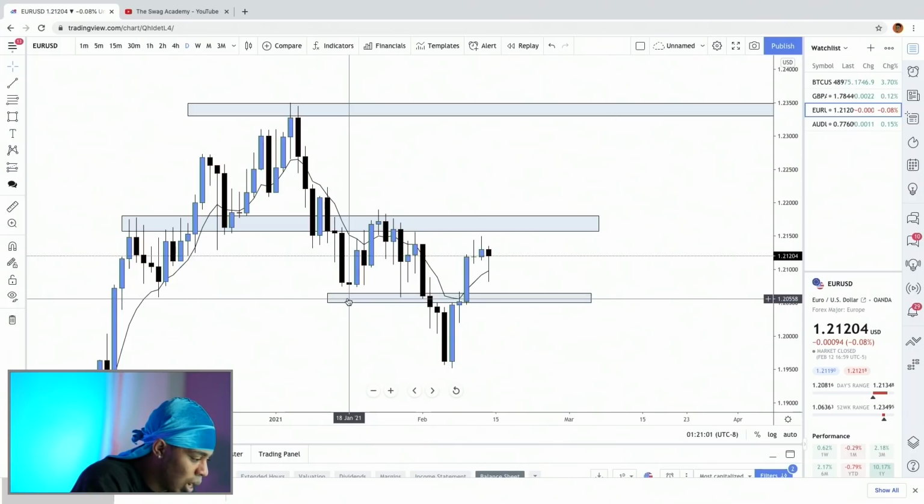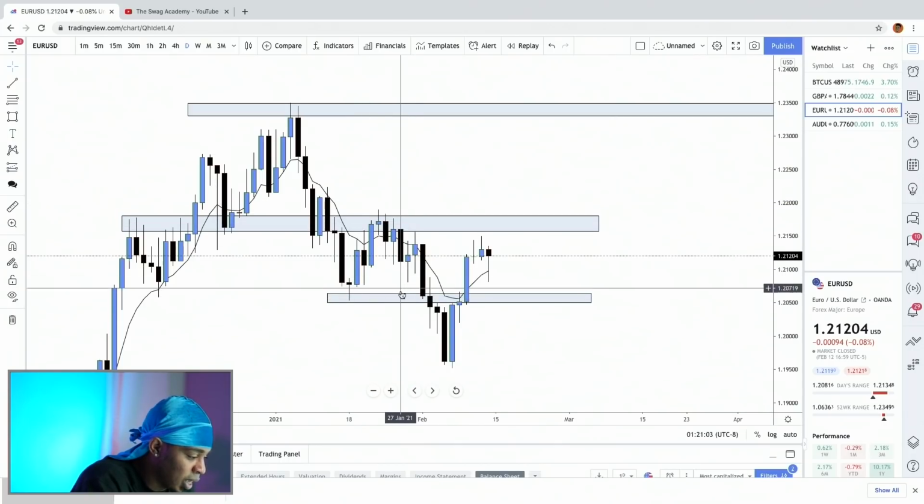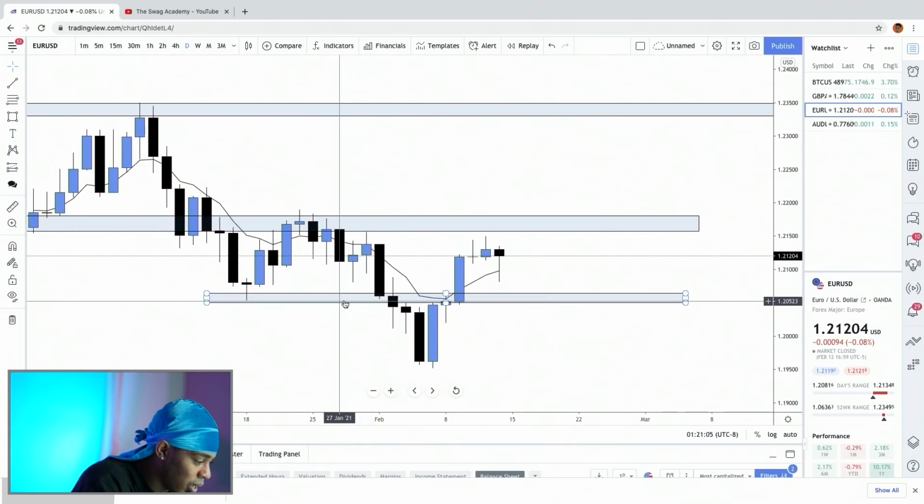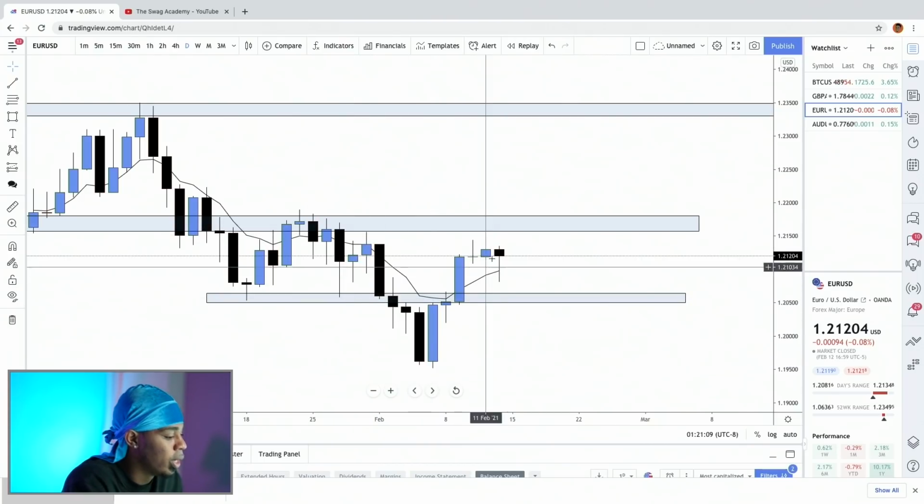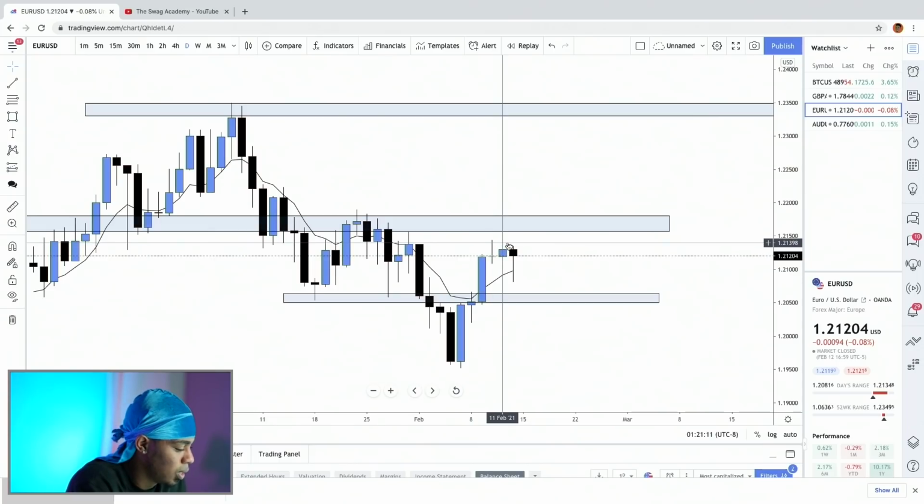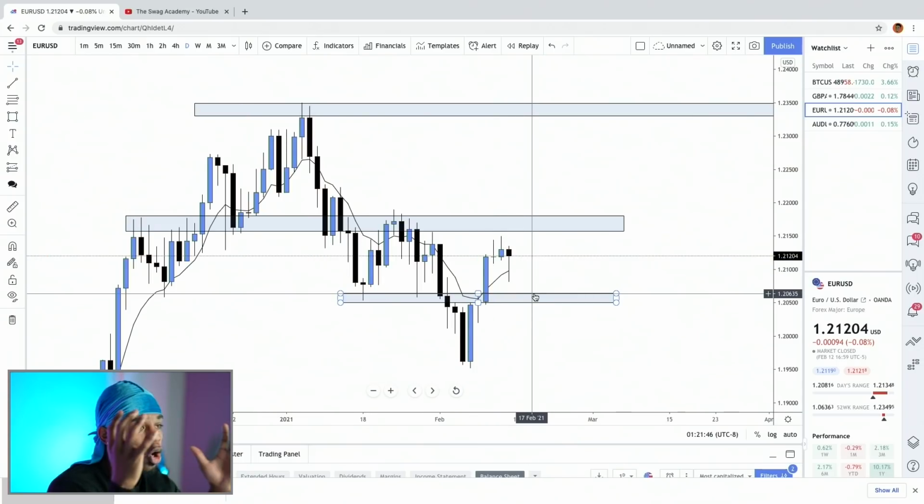Price came down, stopped here, went up. Price came down through a stop to here. Huge wick, came up, finally broke through, came up. Where do you think it's gonna retest next? This exact area. But this is why you need all the confluences in the world.